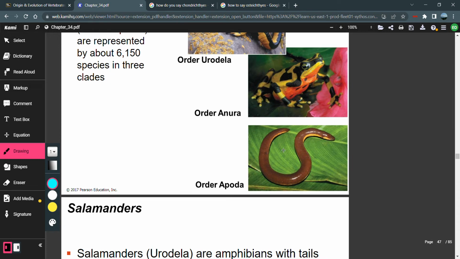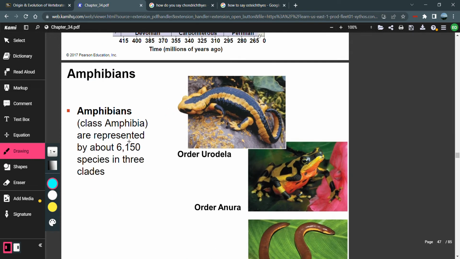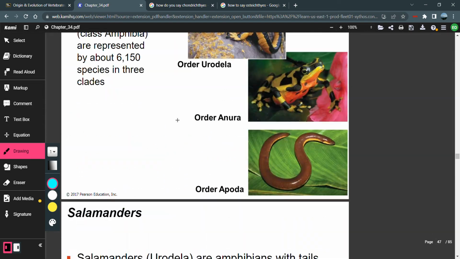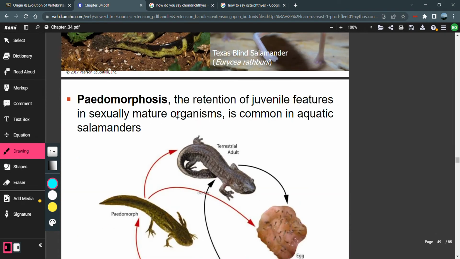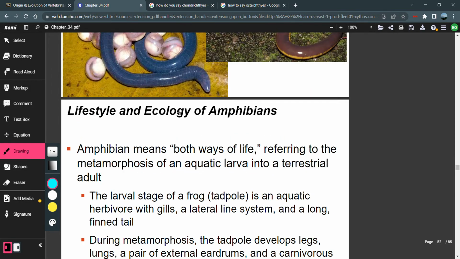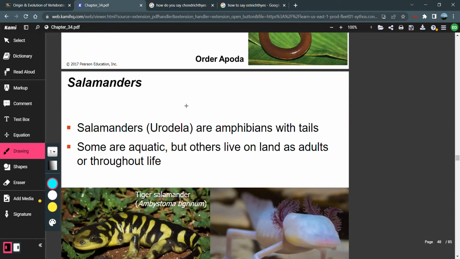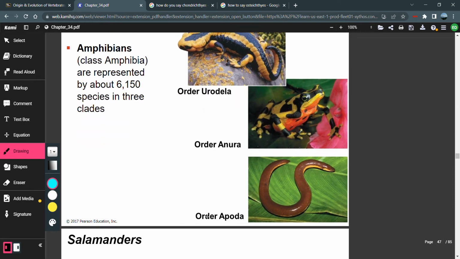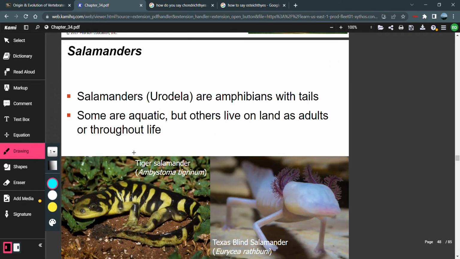Amphibians. So these are your little lizards, your Urodela, Anura, and Apoda. Salamanders, frogs, and cool things like that. So let's cover salamanders. Urodela are our salamanders, Anura is our frogs, and Apoda are our limbless amphibians. Salamanders are amphibians with tails. Some are aquatic, but others live on land as adults or throughout life.